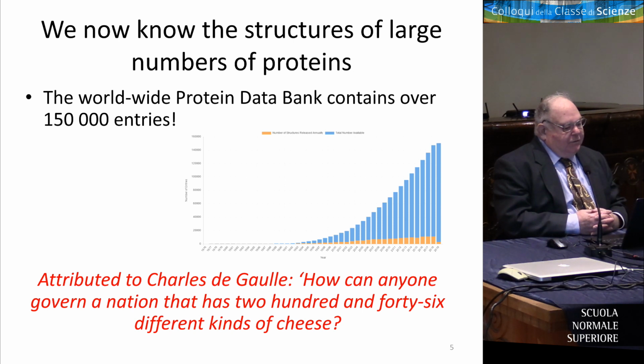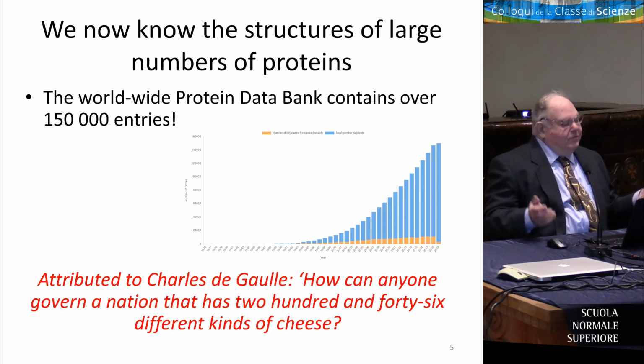One is in the position that there's a statement attributed to Charles de Gaulle, though he probably never said it: How can anyone govern a nation that has 246 different kinds of cheese? So if you have all these proteins, how can you make sense of them?